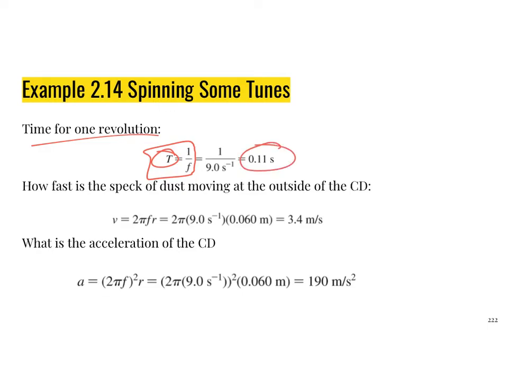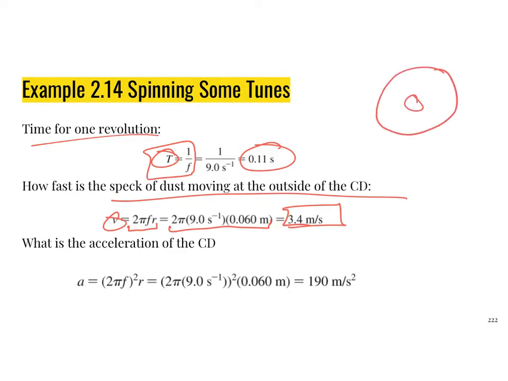The next question was, how fast is the speck of dust moving? That's its velocity, and I have a bunch of equations now for velocity that I can think about, and I chose to use this one, but we could also use the 2 pi r over T to solve that as well. But then I just plug in, and I get 3.4 meters per second. So if you think about it, taking a look at the top-down view of this CD, believe it or not, it could be whatever kind of CD you want, if I'm a speck of dust right here, I am traveling at 3.4 meters per second.